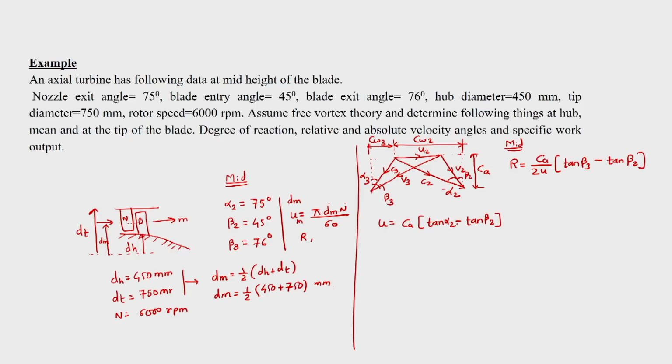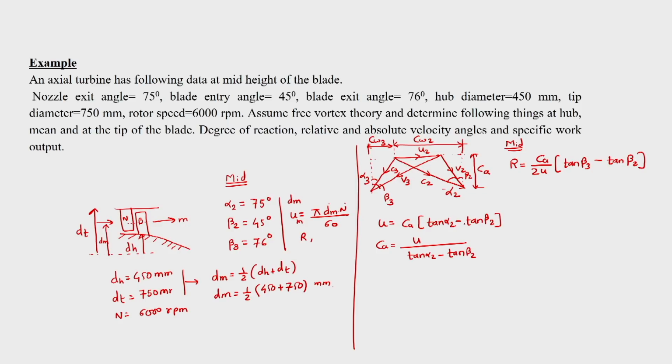We have derived this formula from the velocity triangle itself, where we had seen that degree of reaction is the enthalpy drop in the rotor divided by the total enthalpy drop in a stage. So from that we have derived this formula. Further, this U is equal to Ca into tan of alpha 2 minus tan of beta 2 can be found from the velocity triangle again. So we get Ca is equal to U divided by tan alpha 2 minus tan beta 2.